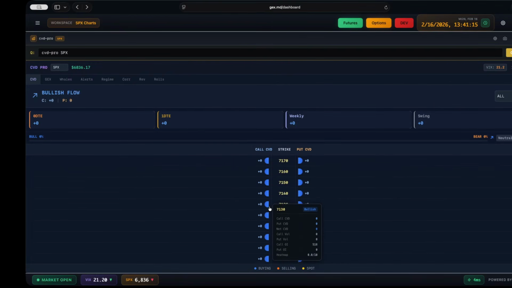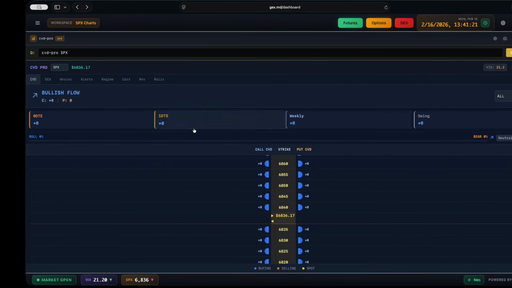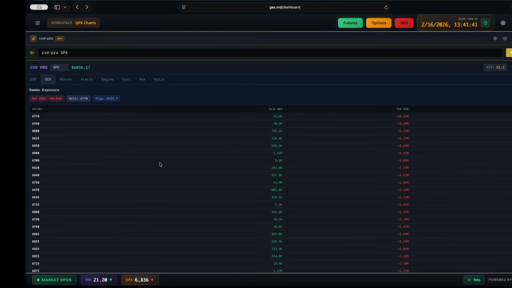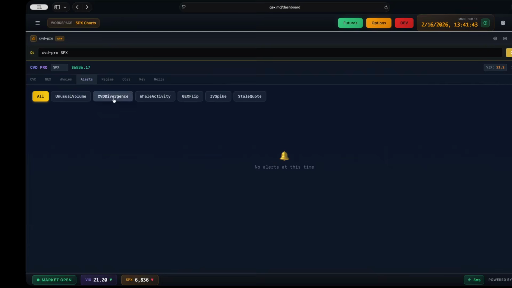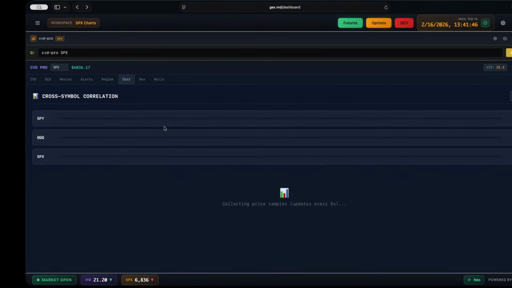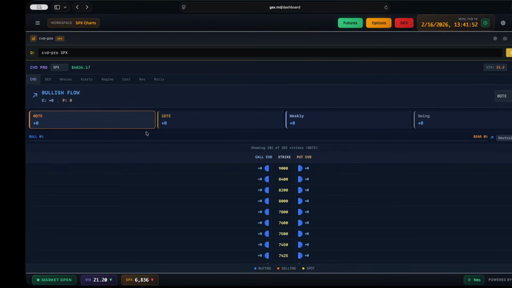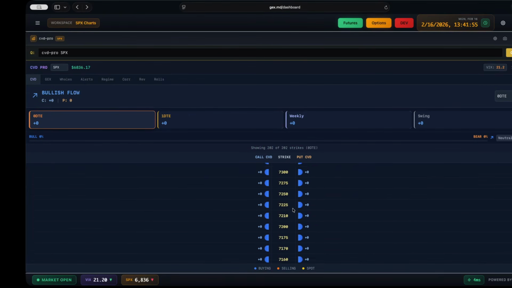CBD Pro, same thing. Wait for Monday, for tomorrow, and then you get the data. This works live. It's not working right now because this only works live. So you get 0DTE and weekly. This is incoming data from the chain, and then you start seeing it here. And then you get the GEX, and you get any alerts, the regime, correlation between these three. But this only works live. This is not working when the market is closed.